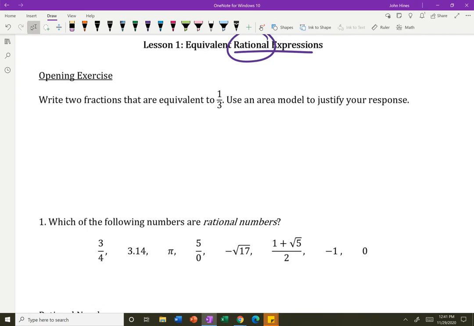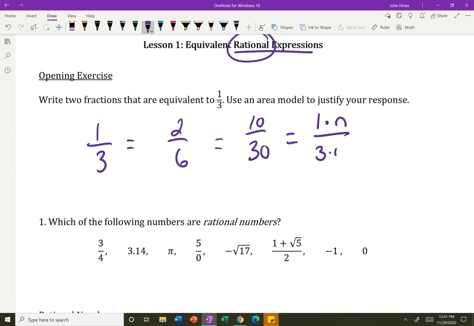So write two fractions that are equivalent to 1/3. So what are two numbers that are equivalent to 1/3? Well, 2/6 is. Why? Because that's times 2 on the top times 2 on the bottom. 10/30 is, because that's times 10 on the top times 10 on the bottom. I can generate any equivalent ratio by multiplying by some number. As long as I multiply that number on the top and the bottom, I'm going to create an equivalent ratio, an equivalent fraction. So that's what rational numbers are all about.